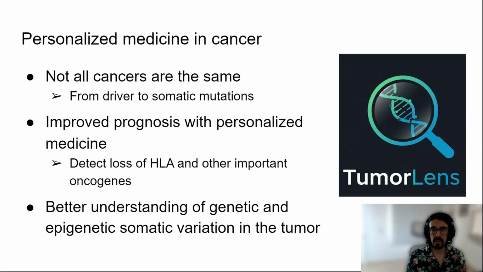Also, each individual has its own baggage of mutations that come from germline. So also it helps to improve prognosis with personalized medicine. One example is that the detection of loss of HLA genes and other important oncogenes can aid with the prognosis. And also we want to better understand the genetic and epigenetic variations of the tumor. So let's start from the beginning.